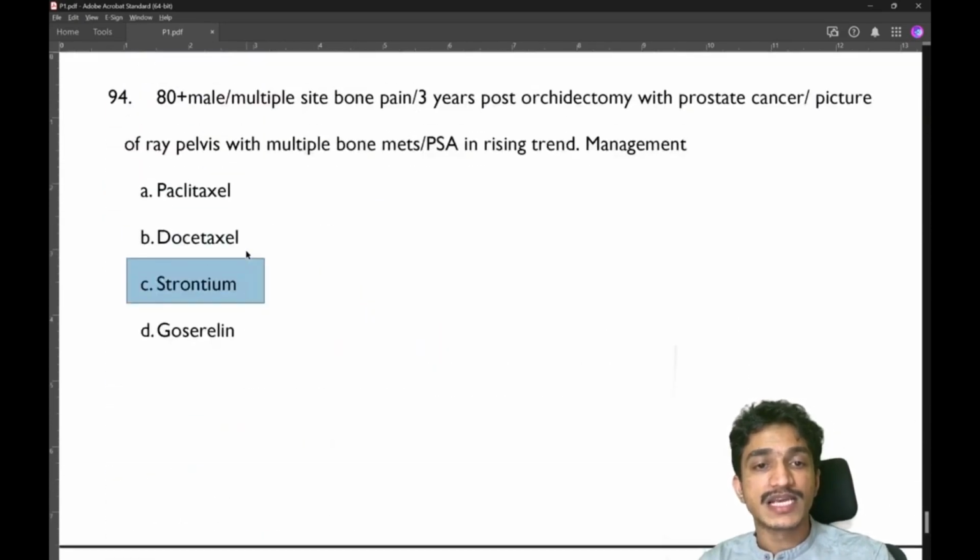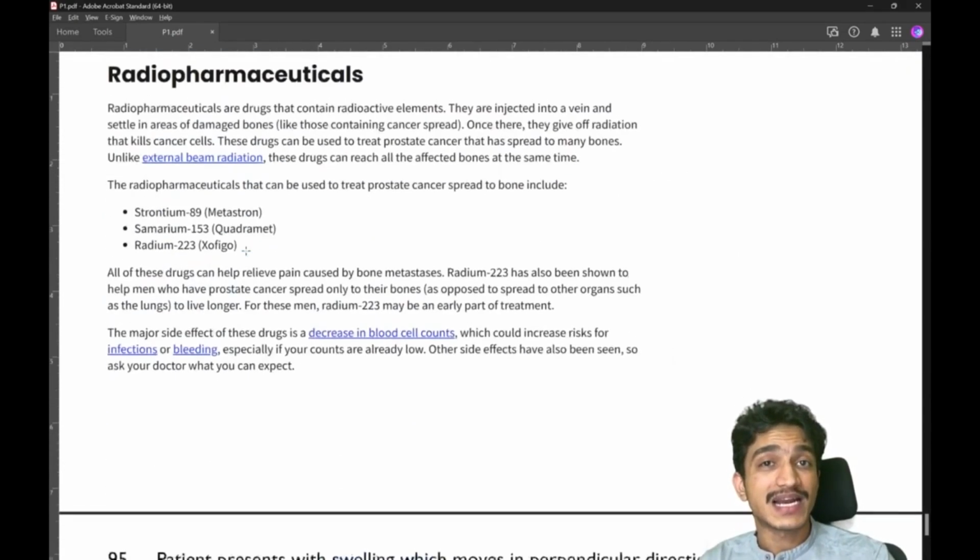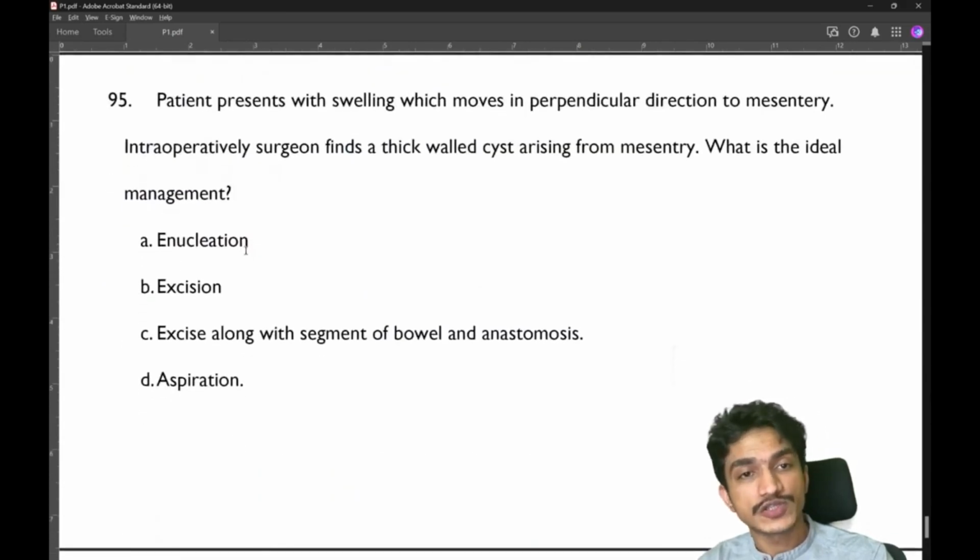So the answer in this case, with the prostatic cancer metastasis to the bone, you go for a strontium therapy. Now in this case, where there was a perpendicular direction movement of the swelling to the mesentery, intraoperatively you go and see that it is a thick walled cyst.